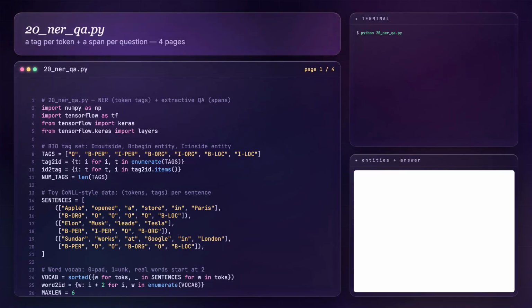The file has 2 acts. Up top, a tiny NER model, an encoder, then a time-distributed dense head over BIO tags, trained on a handful of CoNLL style sentences. Below it, the QA half, a pre-trained BERT backbone, its matching preprocessor, and 2 linear heads for the start and end logits. A head we already fine-tuned on a QA set and are loading back in. Notice the pattern we keep seeing. Same transformer body, swap the head for the task. Let's walk it.